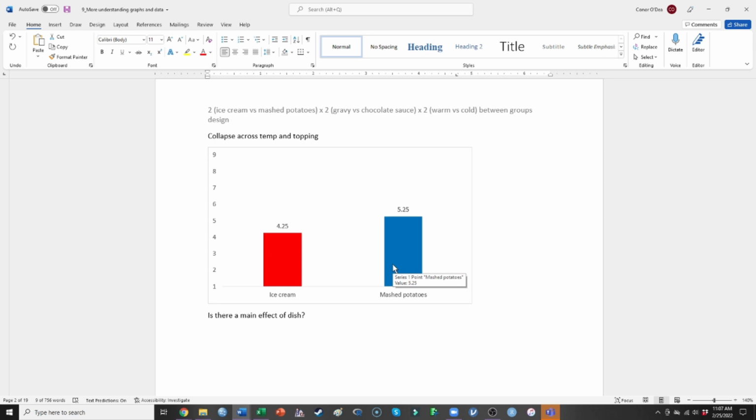All we're asking is there a significant difference between ice cream and mashed potatoes? In this case, the mean from ice cream was 4.25. The mean for mashed potatoes was 5.25. Now, on a 1 to 9 scale, I'm thinking that there's probably not a significant difference here. And the reason that I'm thinking about that is on a 1 to 9 scale, typically the standard deviation is about a 2, is oftentimes about the highest that standard deviation tends to get on a typical Likert type scale.